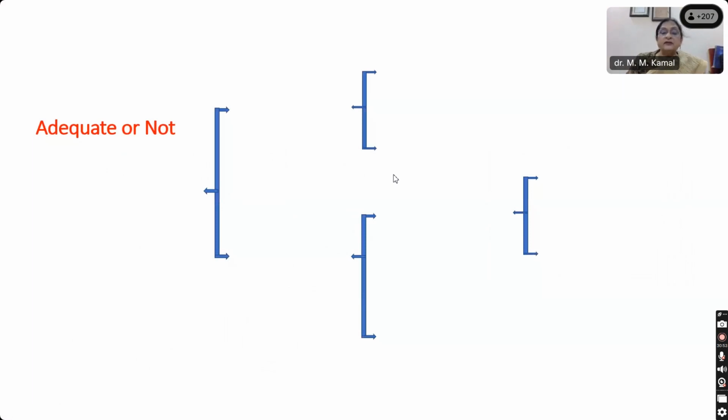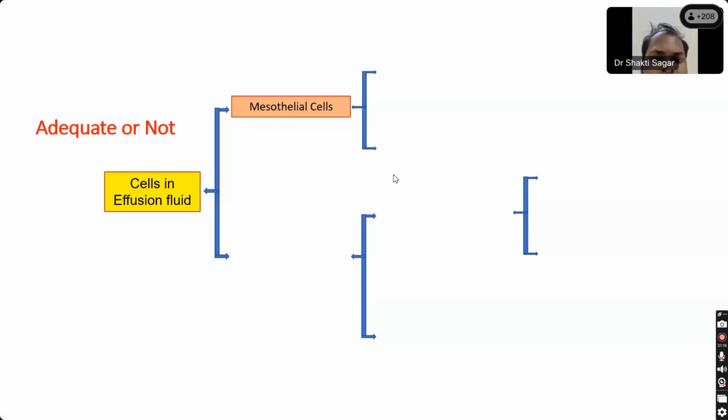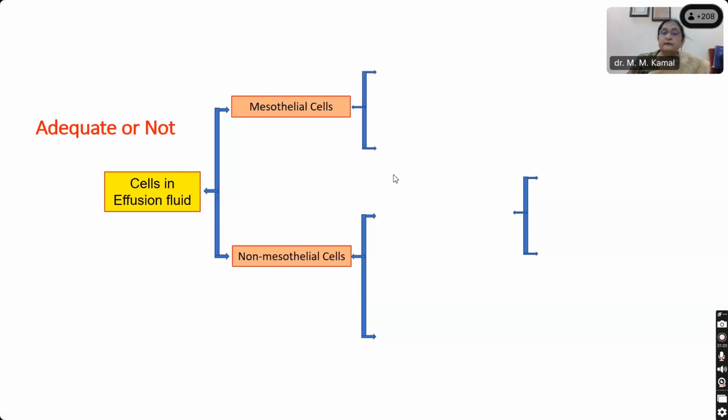Now, once you have this fluid with you in your laboratory, when the slides or any preparation is prepared, what are you going to look at? First thing is whether you will see that it is adequate or not in terms of cellularity. Now, what are the expected cells in effusion fluid? Mesothelial cells, histiocytes, non-mesothelial cells.